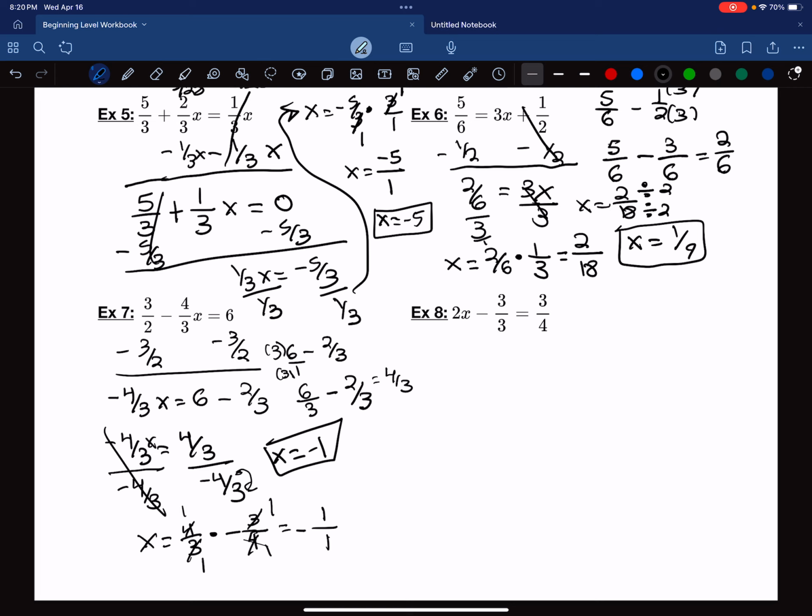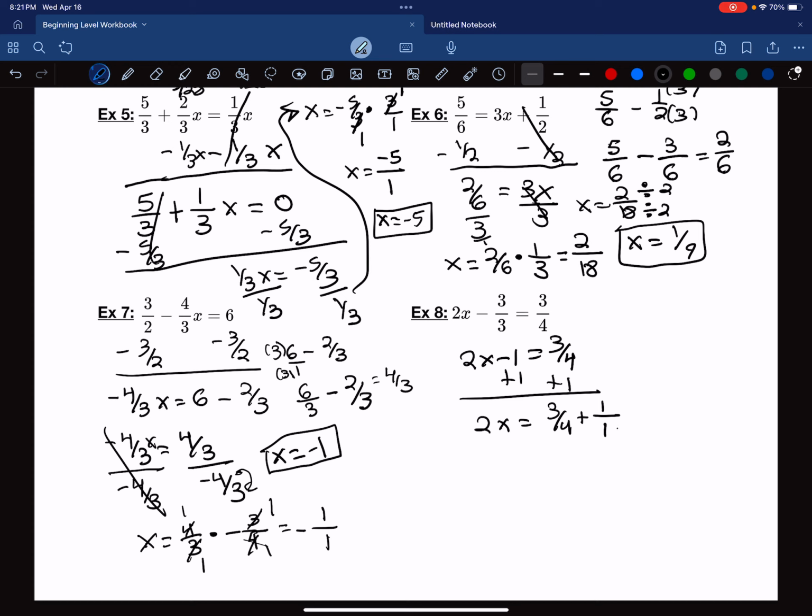And then looking at our final example, the first thing to realize is that 3 divided by 3 is a whole number. 3 divided by 3 is 1. So we can rewrite this as just 2x minus 1 equals 3/4. Then we're going to add 1 to both sides. So we get 2x equals 3/4 plus 1. I'm going to put this 1 over 1.